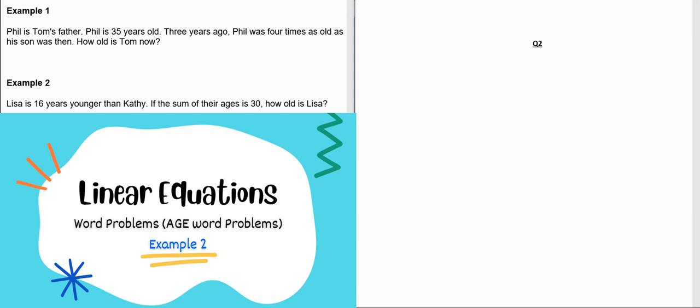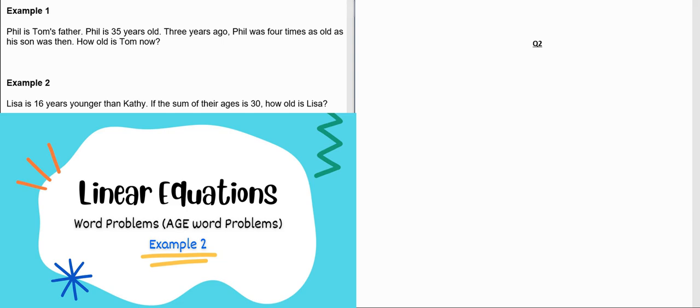In this example, the question says Lisa is 16 years younger than Kathy. If the sum of their ages is 30, how old is Lisa? This is very simple. There are two people there, Lisa and Kathy. We know that Lisa is 16 years younger than Kathy. We don't know Kathy's age, so first we need to find Kathy's age. Then Lisa will be 16 years younger than Kathy.